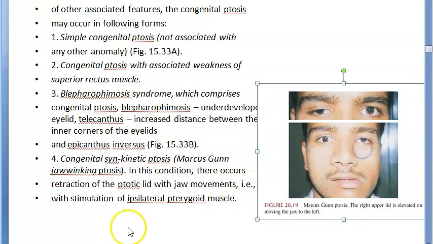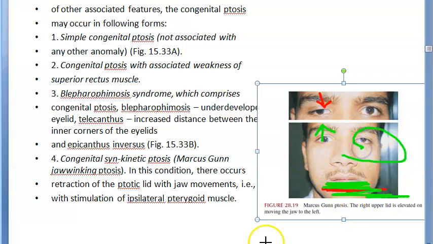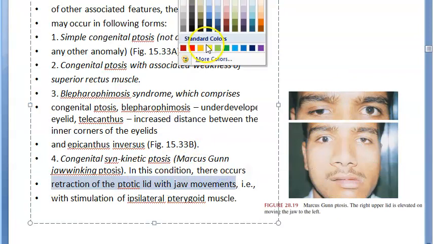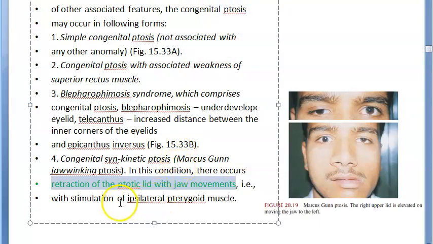What happens when the jaw moves? See, when the jaw moves, like when he's eating, at that time the ptotic lid becomes fine. There's ptosis here, but when he moves his jaw, there is retraction of the ptotic lid. So moving the jaw is opening his eyes, kind of a thing. But here it looks a little lower, isn't it? But that is what they are saying. The retraction of the ptotic lid with jaw movements, which is a good thing, right? The ptosis goes away when he moves his jaw.